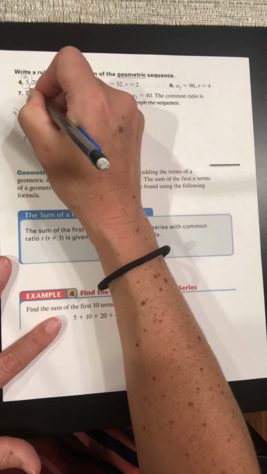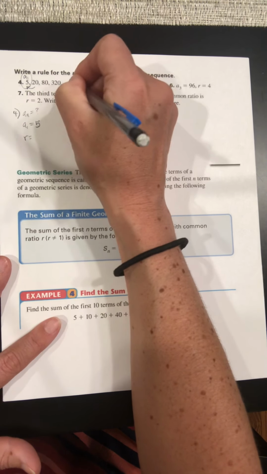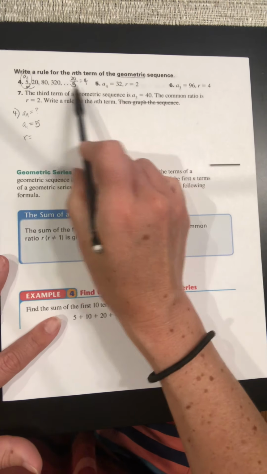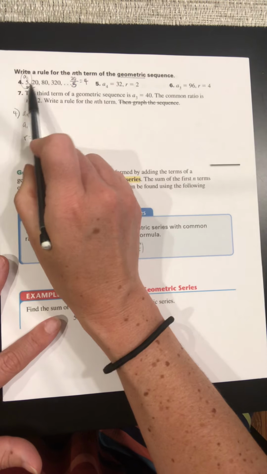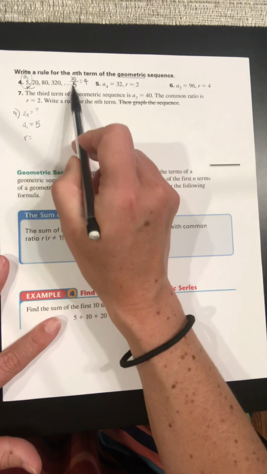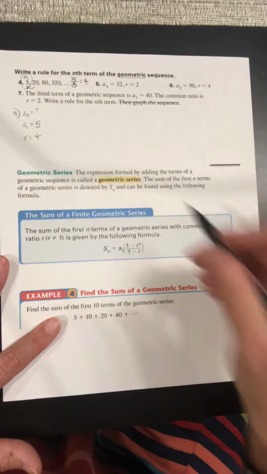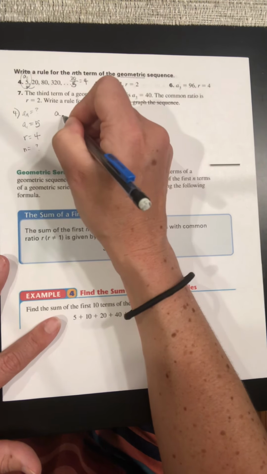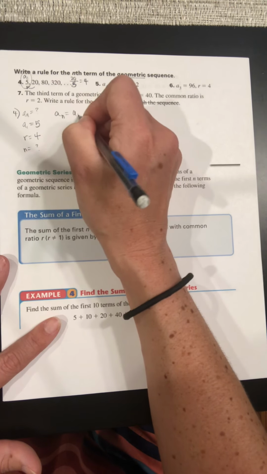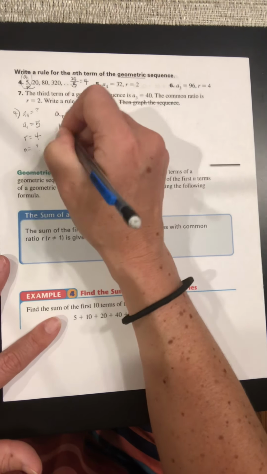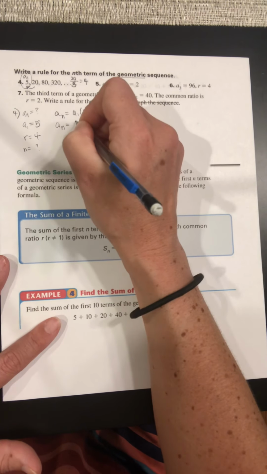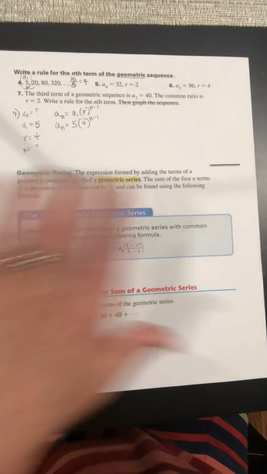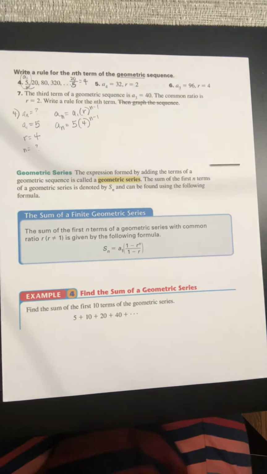R, well, if I look here, r should be 20 divided by 5, which is 4, right? Now, since it's geometric, if I find the ratio of 2 terms, second divided by the first, that will give me my r, okay? And then n, I don't know, because I'm writing the rule. So a sub n equals a1 times r to the n minus 1. I just plug in. This is 5 times 4 to the n minus 1. That's it. That's your rule. You don't have to do anything else. So that's for number 4.